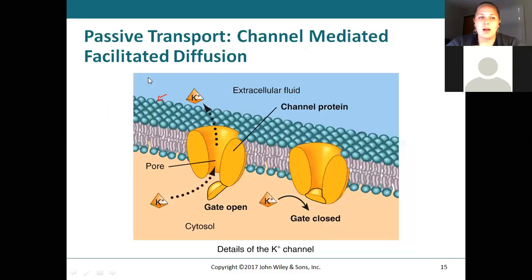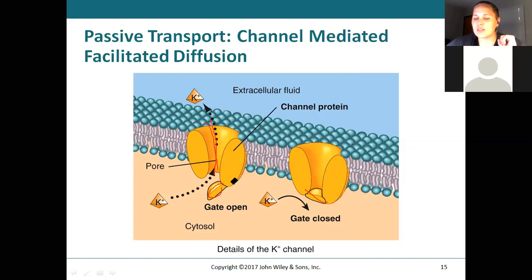Okay. Channel-mediated facilitated diffusion. This is another great example of a type of pore that we'll see when we get to the nervous system, the potassium channel. It's interesting that you have a pore, but then there's also the secondary gate, and the channel is generally open, and this gate closes, and that's depending on the internal charge of that cell, but I'm not going to get down to that level of nitty-gritty at this time.